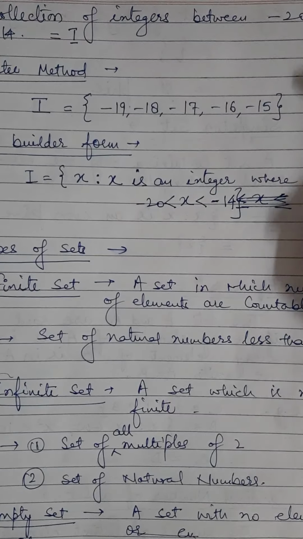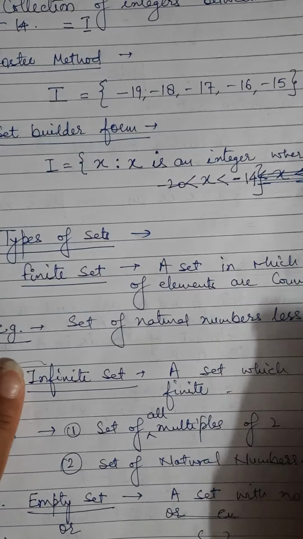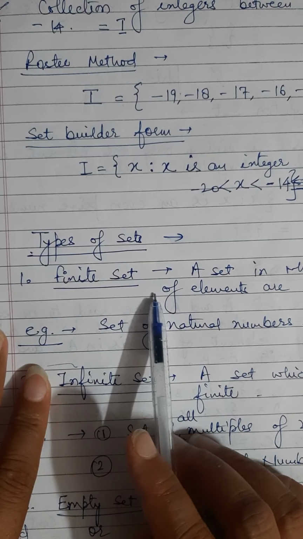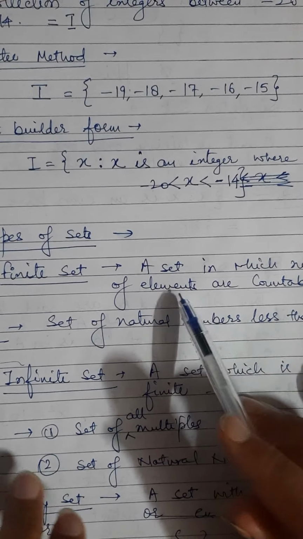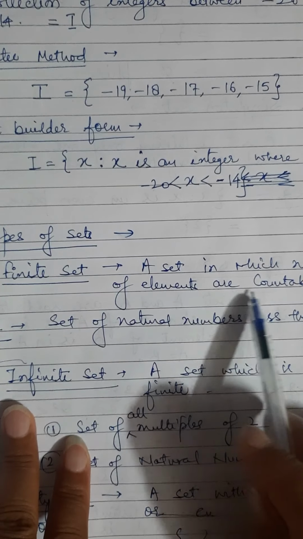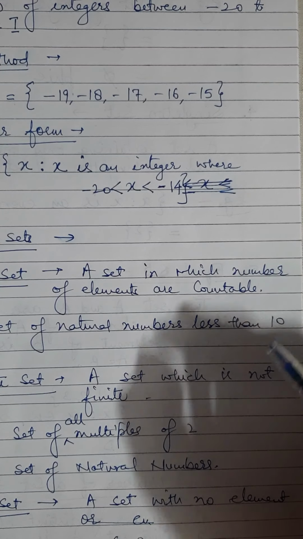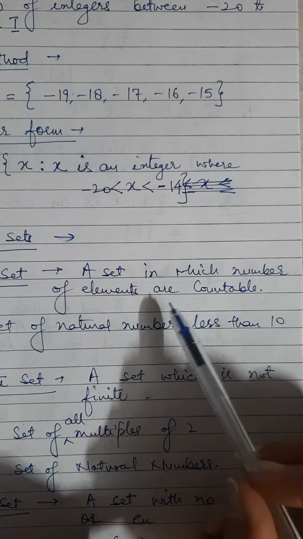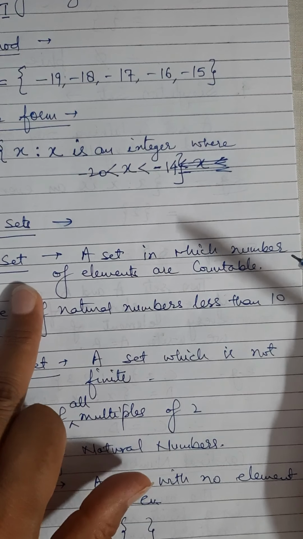Now we will do the types of sets. The first type is finite set. How can we describe a set as finite? A set in which the number of elements is countable. If we can count the number of elements, then that set is called a finite set.